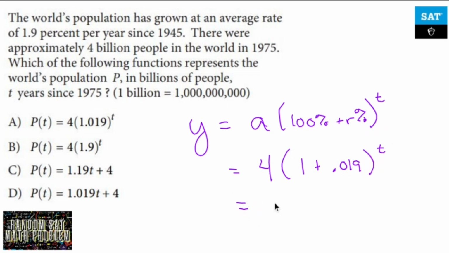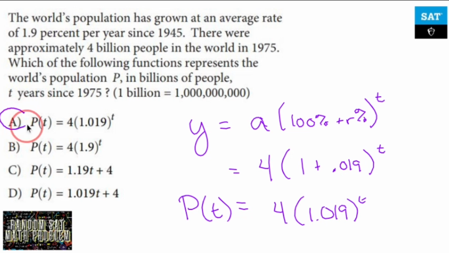Clean that up a little bit, and you have yourselves 4 times 1.019 to the t. They don't want y. They're using P for population and t for time in years after 1975. There's your equation right there. It's an exponential guy. The answer is A.